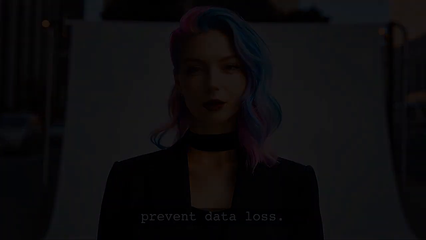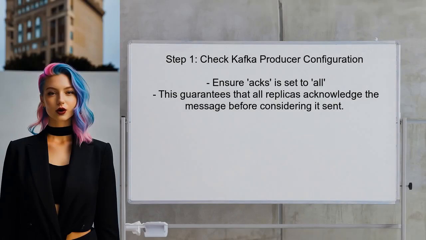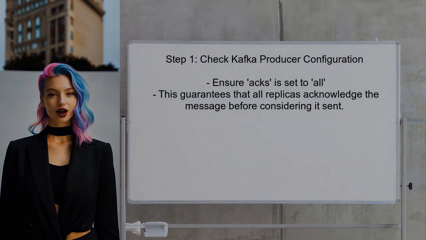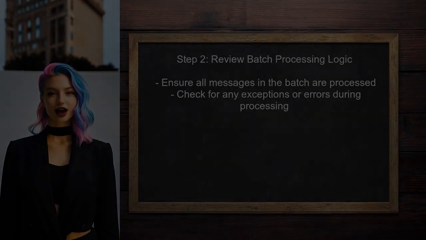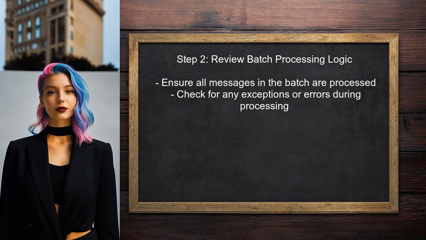To address the issue of message loss in Spark Streaming with Kafka, the user should first check the configuration of the Kafka producer. It's important to ensure that the acknowledgement settings are correctly configured. Next, the user should review the batch processing logic in their Spark Streaming application. It's crucial to ensure that all messages are being processed and sent to Kafka without any interruptions.